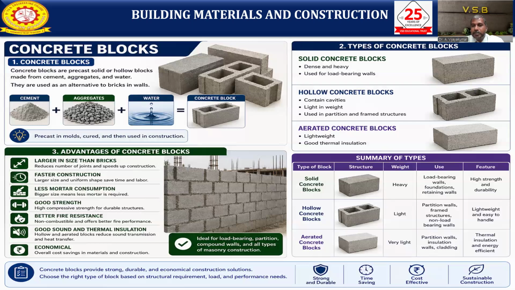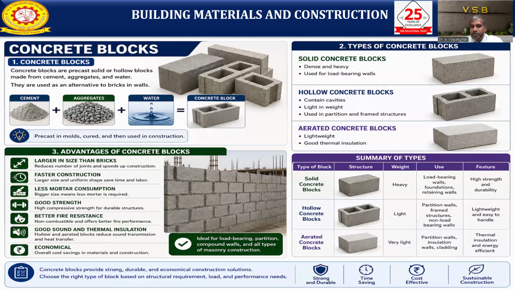Now let's see the table showing the difference between the three types of blocks. When you're using the solid block, the weight is high. You can use it for load bearing walls, foundations, and retaining walls. Its features are high strength as well as high durability. The hollow block has a cavity in the block, and the weight is very low. So we can use it for partition walls, framework structures, and non-load bearing walls. It is lightweight and easy to handle.